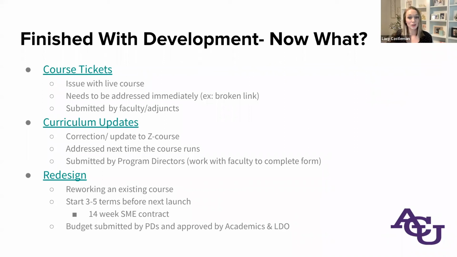So that really highlights the collaborative effort on the redesign process. And they work together over the course of 14 weeks. And that's why we ask that we have at least 3 terms ahead of time for this process. But you can start as early as 5 terms ahead. And so to request a contract for a redesign, we do need to ensure that the department has accounted for it in the budget.